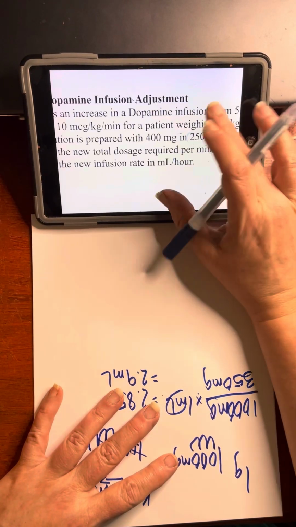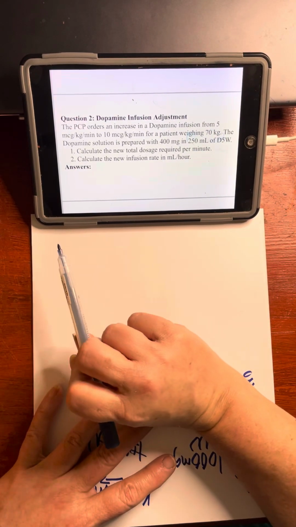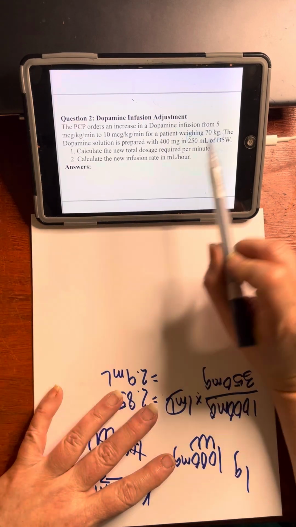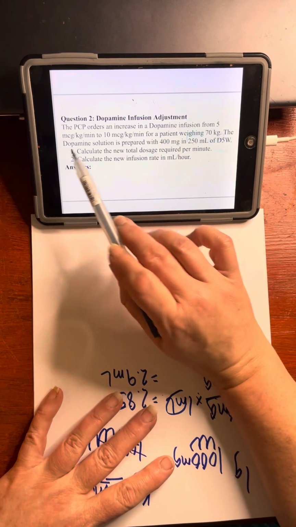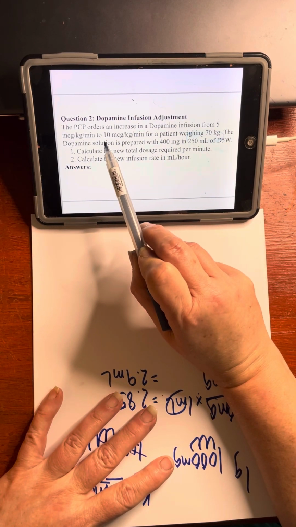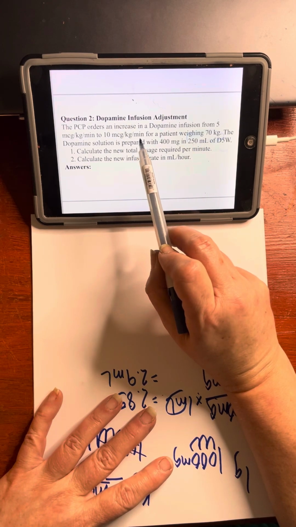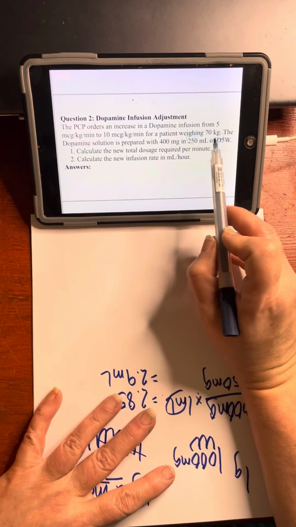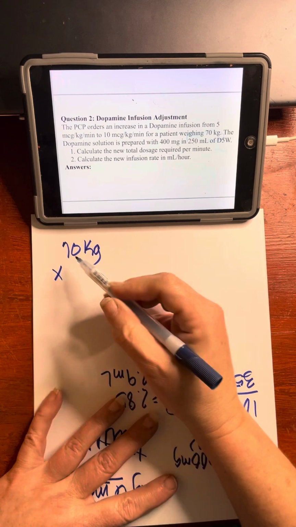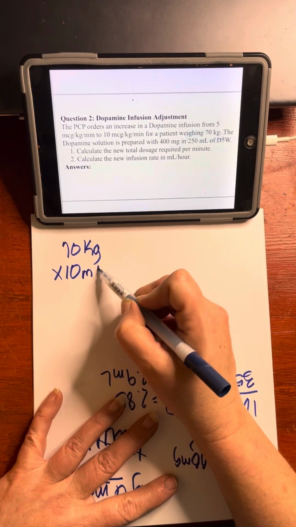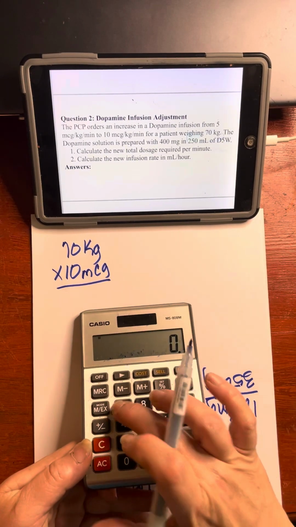Okay, so grab your beverage and get a little sip, because I know you just threw up in your mouth for a little bit. But it's going to be okay. Thankfully, they gave us the 70 kilograms. So it was 5, now he wants 10. This says 10 micrograms for every kilogram. We got 70 of them per minute. And so we have to multiply 70 kilograms times 10 micrograms. Okay? Hang in here with me. You're going to be fine.